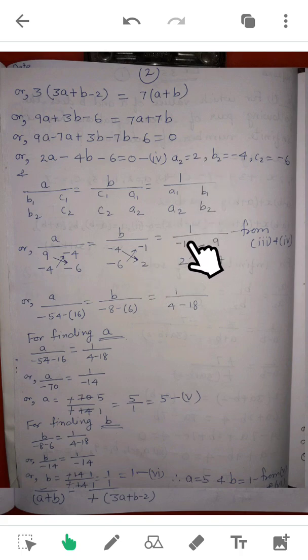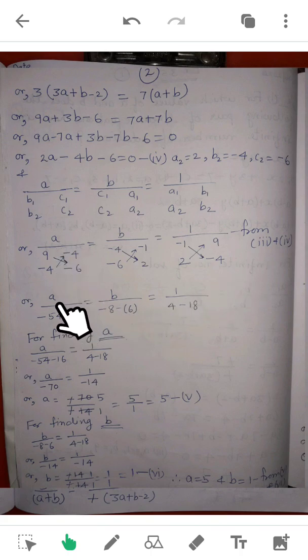Then is equal to 1 upon A1, A2. A1, you are getting it from equation 3. A1, its value is minus 1. Then A2, you are getting from equation 4. It is 2. Then B1, you are getting it from equation 3. This is 9. And B2, it is minus 4 from equation 4. Here I have written from third and fourth we have used here. Now we will further solve it.